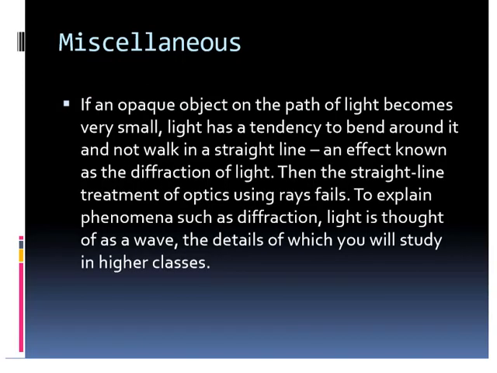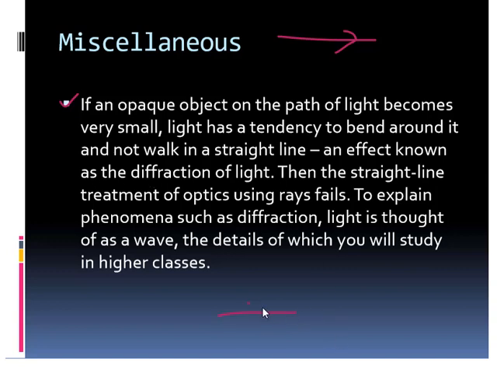Now about the miscellaneous, this point is really important, you should keep this one in mind. So this miscellaneous tells you that we generally consider that light always travels in a straight line. It is true, but in certain cases this law does not hold good. But if an opaque object on the path of light becomes very small, light has a tendency to bend around it and not walk in a straight line. This effect is known as the diffraction of light.